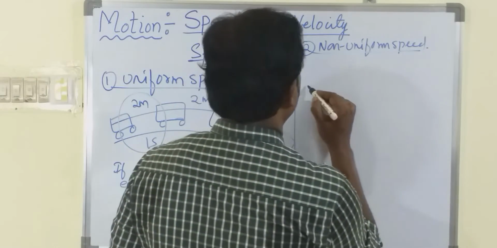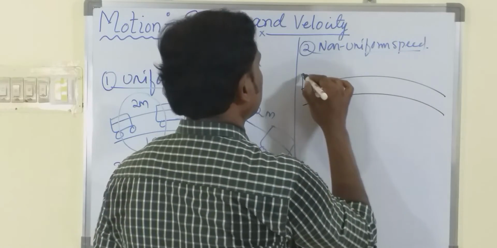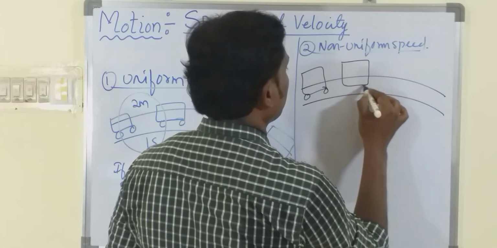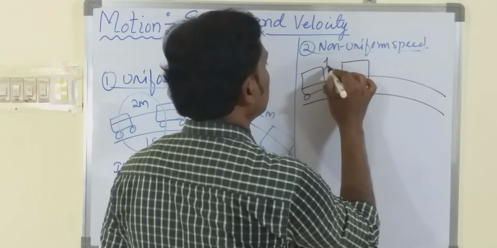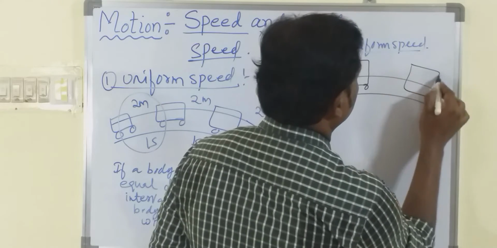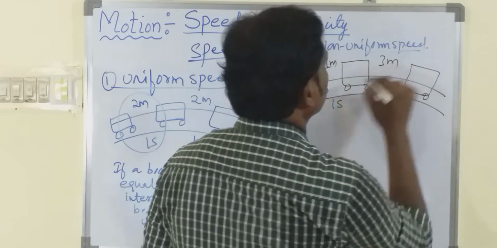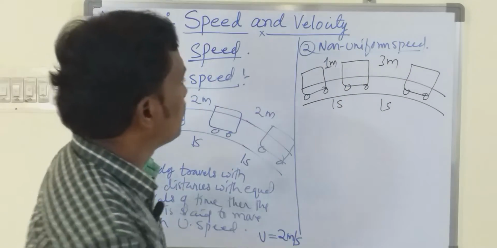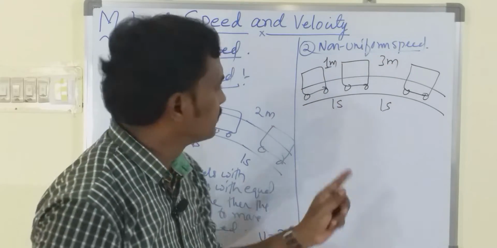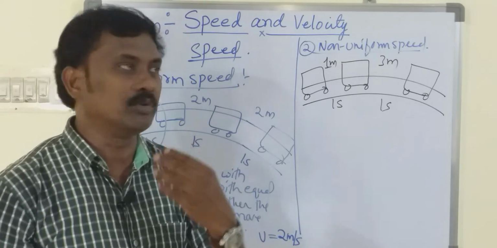So let me consider again the road, and we have a vehicle moving like this. Let me say, for 1 second the vehicle has moved 1 meter, and for another second it has moved 3 meters. So here we can see that the body is traveling unequal distances in equal intervals of time. Now here we say that the body is traveling with non-uniform speed.